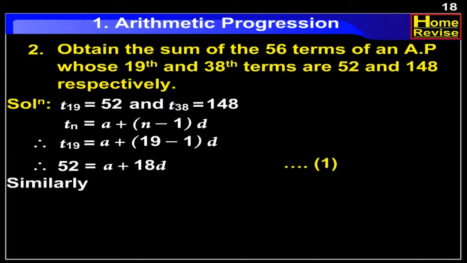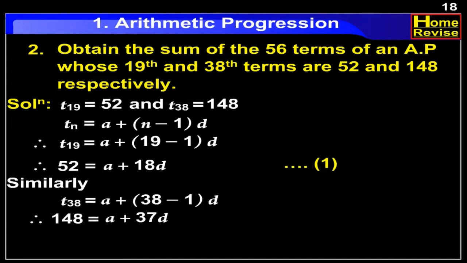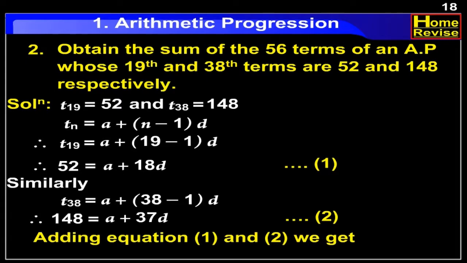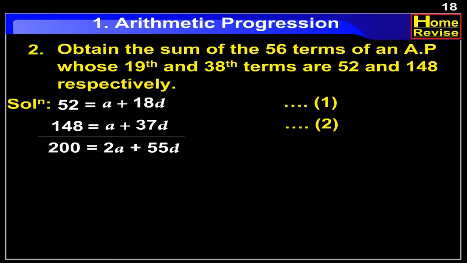Similarly, T38 is equal to A plus 38 minus 1 into D. Therefore, 148 is equal to A plus 37D. Let this be equation number 2. Now, adding equations 1 and 2, we get 200 is equal to 2A plus 55D. Let this be equation number 3.